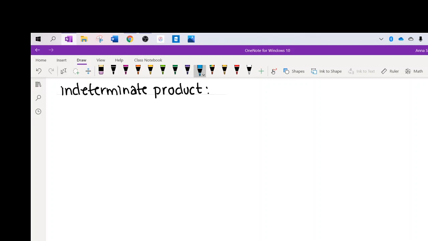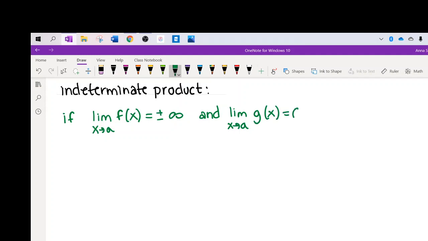Anyway, so indeterminate products are things that look like this. Let me just say, if the limit as x approaches a of f of x is equal to plus or minus infinity, and the limit as x approaches a of g of x is equal to 0, then if you try to take the limit as x approaches a of f of x times g of x, that is an indeterminate product.